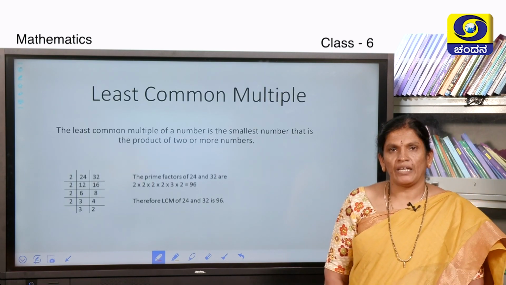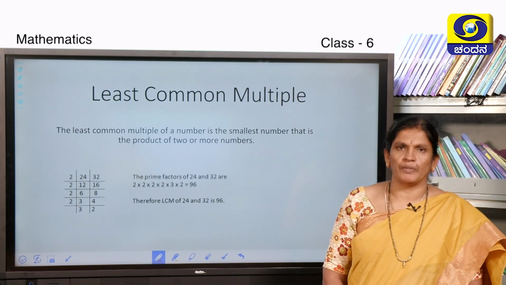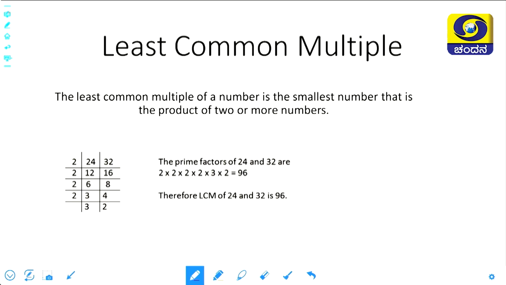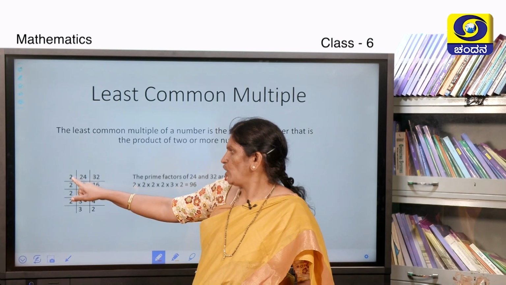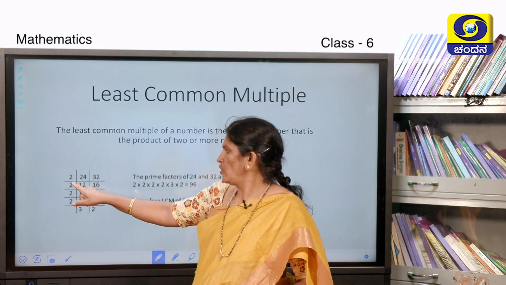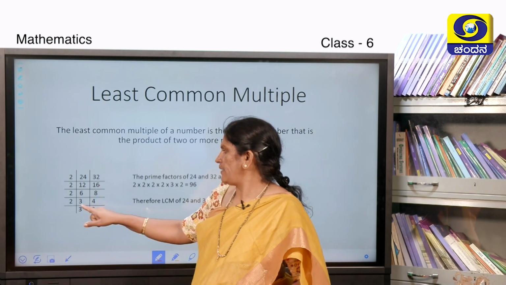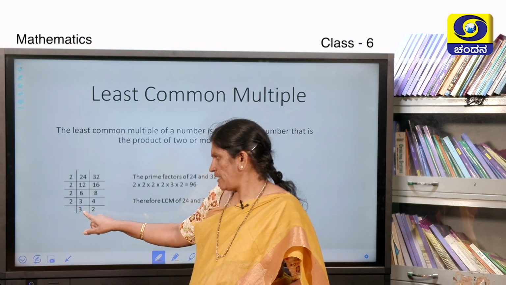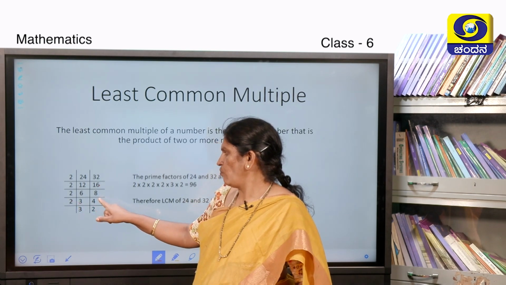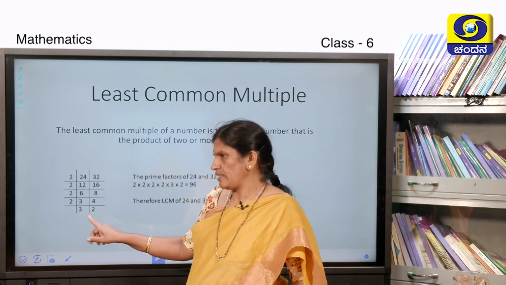Next topic is least common multiple. Least common multiple of numbers is the smallest number that is a multiple of two or more numbers. See, for example, here I have taken 24 and 32 together to find the LCM. 2 12s are 24, 2 16s are 32, 2 6s are 12, 2 8s are 16, 2 3s are 6, 2 4s are 8, 2 can't divide 3, write 3 as it is, 2 2s are 4. So, we can do still one more step, 3 1s are 3, 2 as it is, 2 1s are 2.